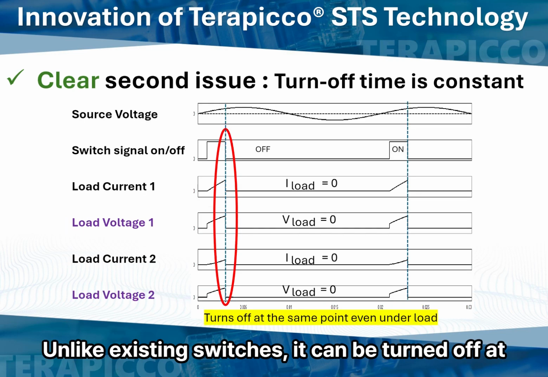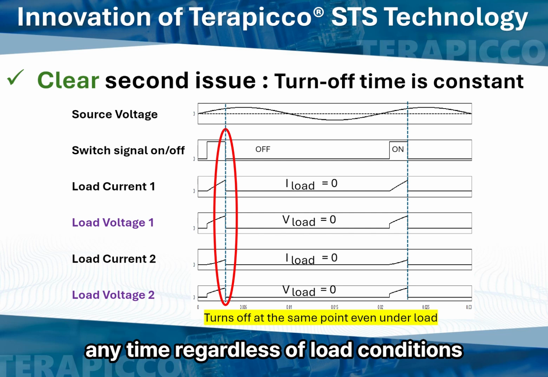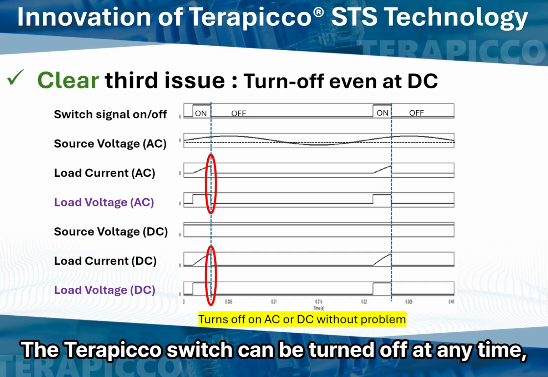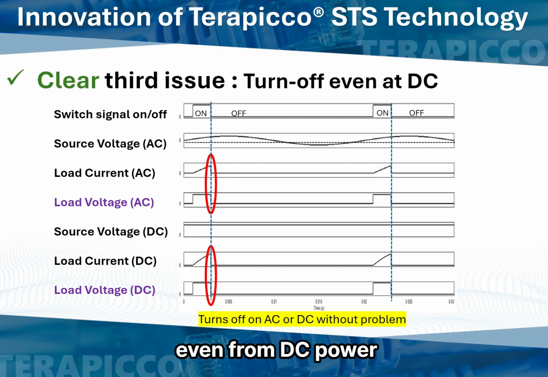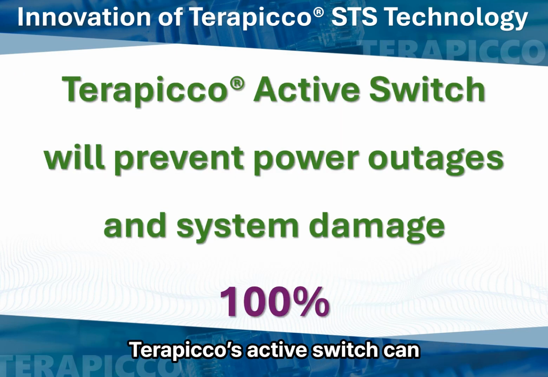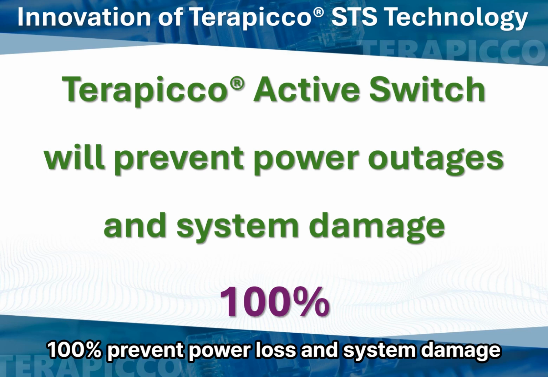Unlike existing switches, it can be turned off at any time regardless of load conditions, because it can cut off power to the load from the time the switch is turned off. The Terapicco switch can be turned off at any time, even from DC power. Based on Sinang's innovative technology, Terapicco's active switch can 100% prevent power loss and system damage.